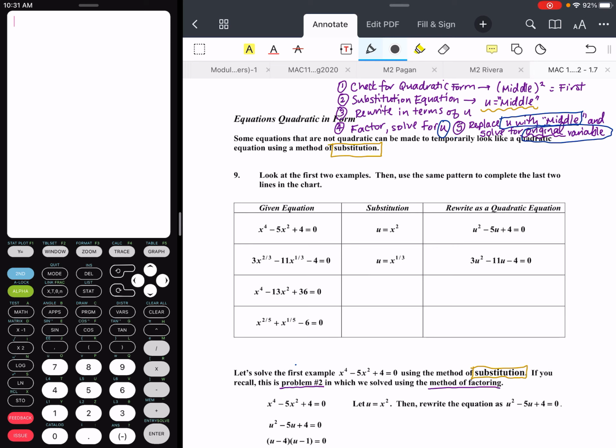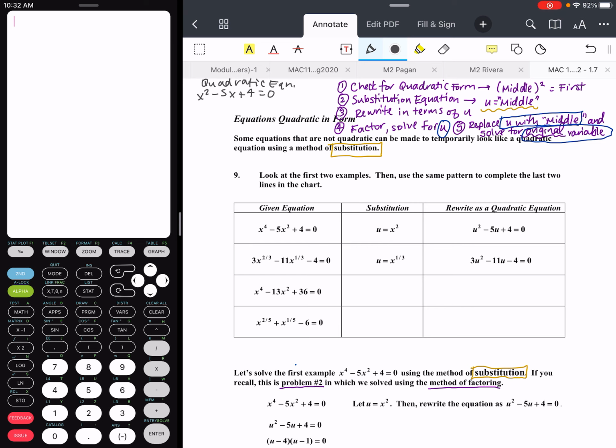In this section, we're going to use what's called the substitution method to solve equations in quadratic form. We've seen plenty of equations that are quadratic, right? So actual quadratic equations would be something like x squared minus 5x plus 4 equals 0. This is an example of an actual quadratic equation.